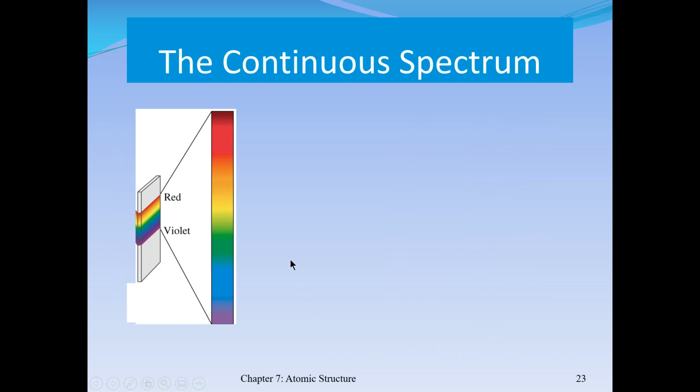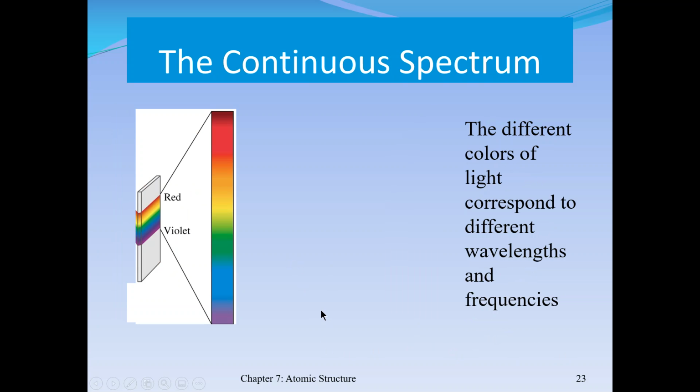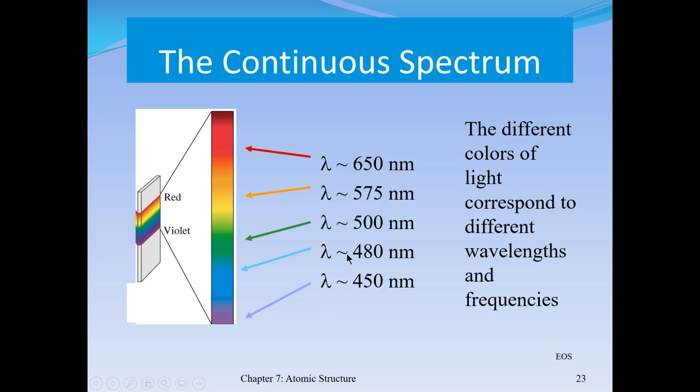And each color represents a particular frequency, or correspondingly a particular wavelength. So the red colored light has a corresponding wavelength of approximately 650 nanometers. The green, approximately 500, and for the violet, approximately 450, right? So different colors of light have different frequencies and wavelengths.